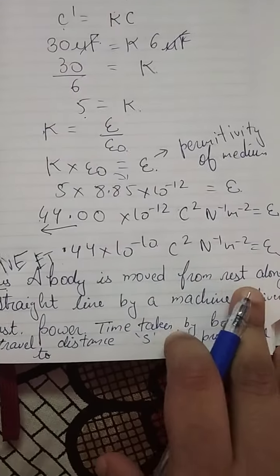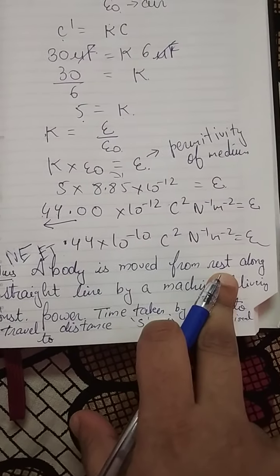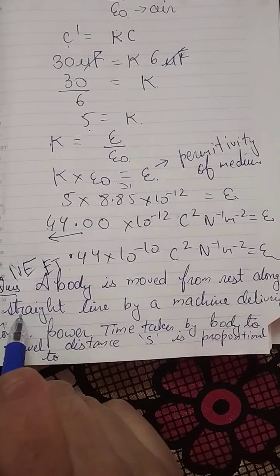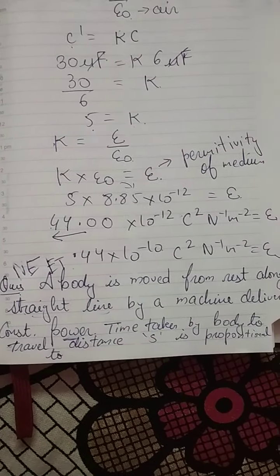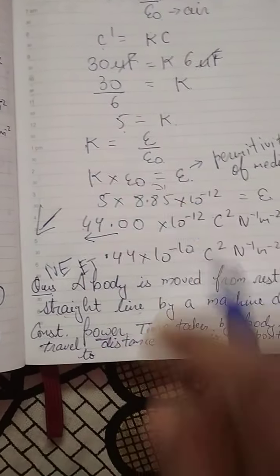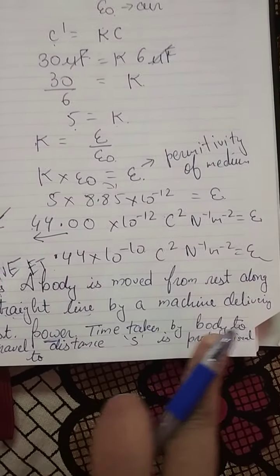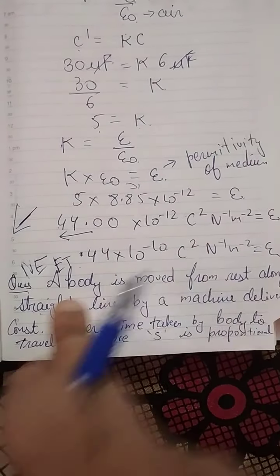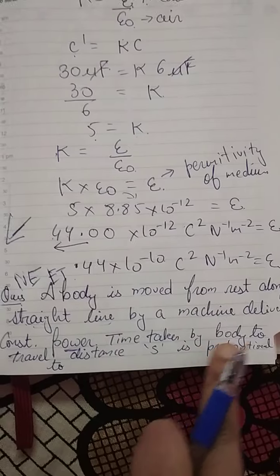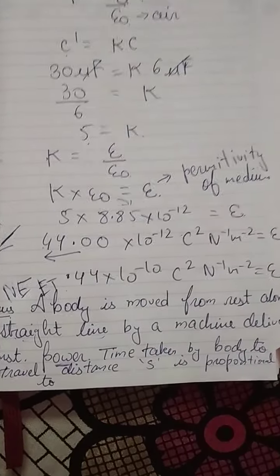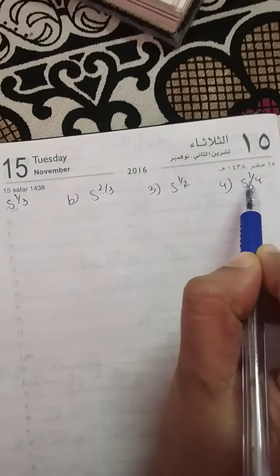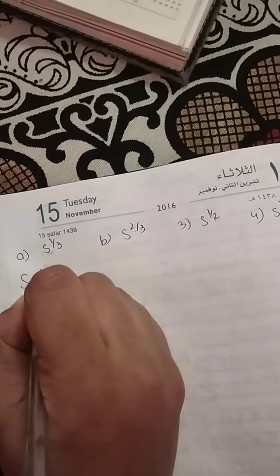This is a NEET exam question which says a body starts from rest and moves along a straight line by a machine delivering constant power. Look, power is constant and the body starts from rest. Some time is taken by the body to travel a distance s, so the distance s is proportional to what? The options are 1 by 3, 2 by 3, 1 by 2 or 1 by 4. So let's do the question.